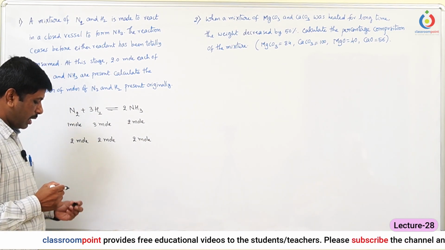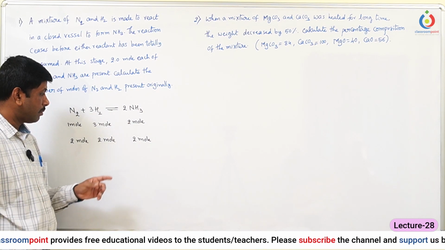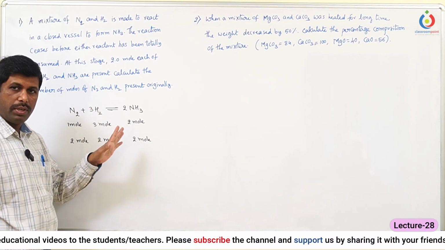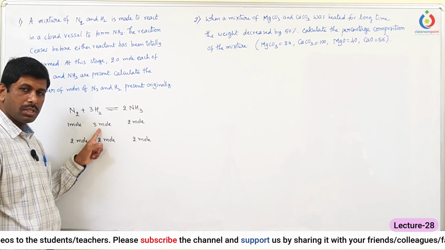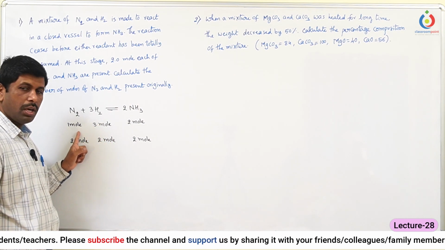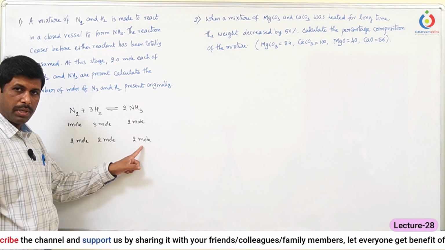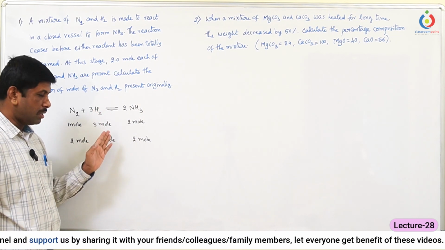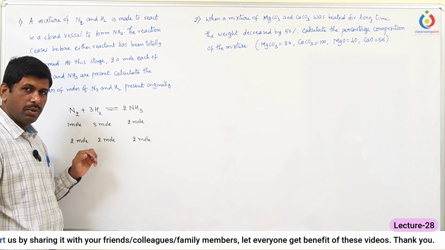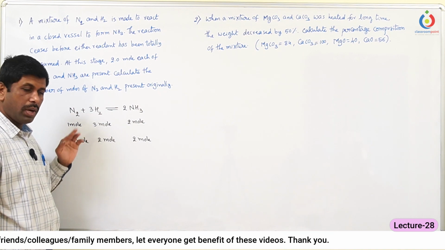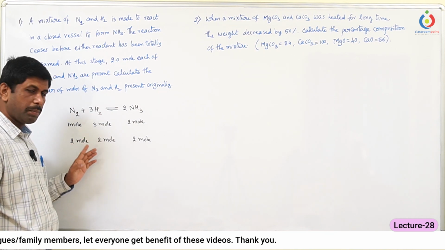So here we can get the information that finally 2 moles of ammonia are present. 2 moles of ammonia always come from 3 moles of hydrogen and 1 mole of nitrogen consumed in the reaction. Here 2 moles are present. That means in the previous stage, how many moles of hydrogen and nitrogen were consumed respectively? 3 moles and 1 mole. Finally, how much is present? 2 moles each are present.